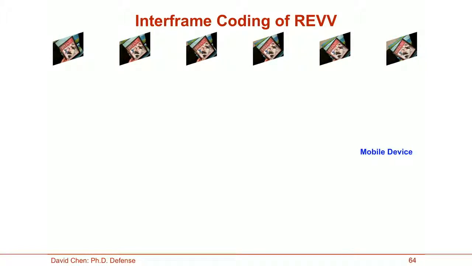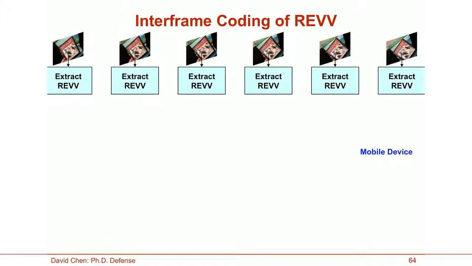Now, an interesting problem in this context is we're processing a sequence of viewfinder frames. If we extract REVV signatures from these frames, we expect the REVV signatures to be correlated. The interesting research question is, how can we exploit the temporal correlation between the REVV signatures to reduce the bit rate? We propose the following interframe coding approach.